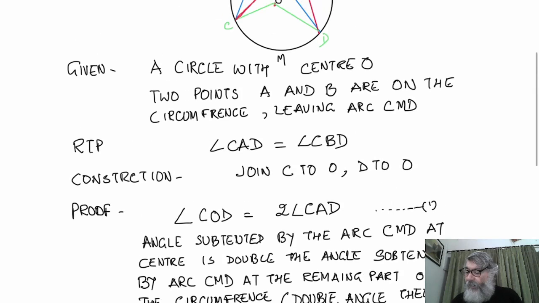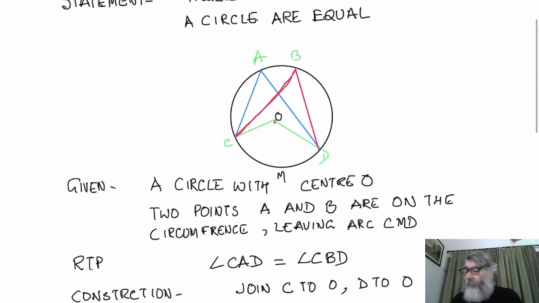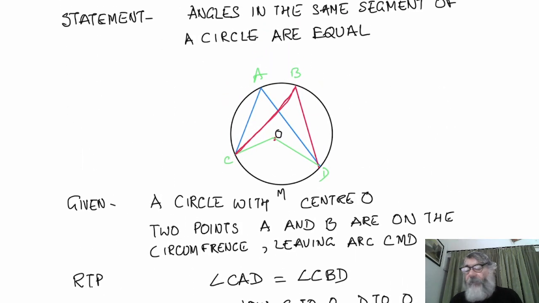You can see that, and we have used the property. What is the property? Double angle theorem property. We have used that angle subtended by an arc at the center, like the arc CMD, is making an angle COD at the center, and the same arc CMD is making angle CAD at the remaining part of the circumference. So the angle COD will be double of angle CAD.